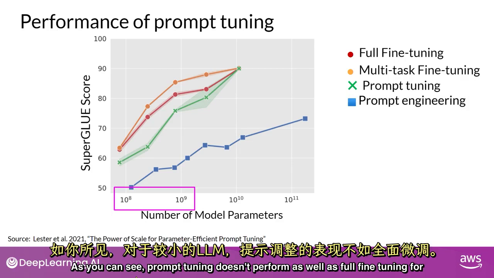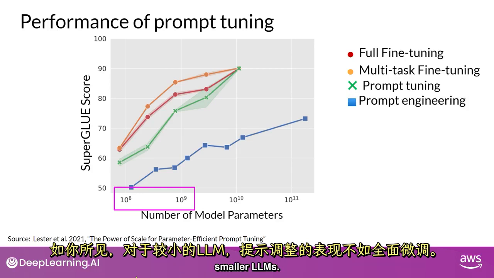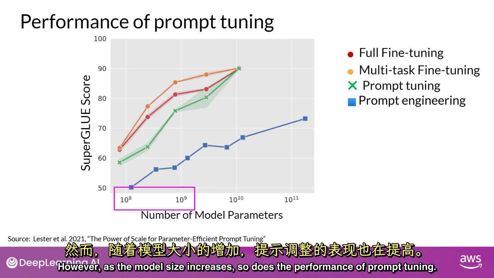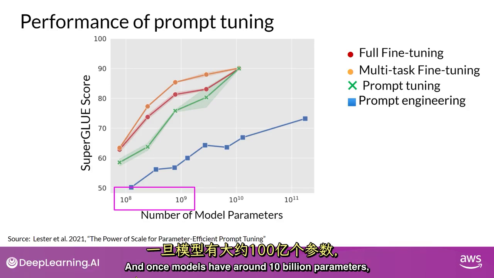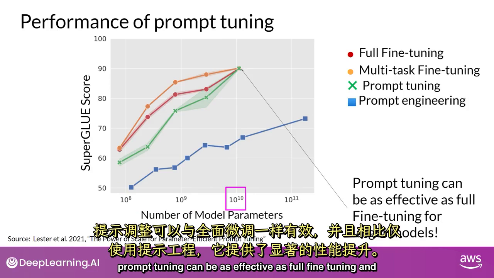As you can see, prompt tuning doesn't perform as well as full fine-tuning for smaller LLMs. However, as the model size increases, so does the performance of prompt tuning. And once models have around 10 billion parameters, prompt tuning can be as effective as full fine-tuning and offers a significant boost in performance over prompt engineering alone.